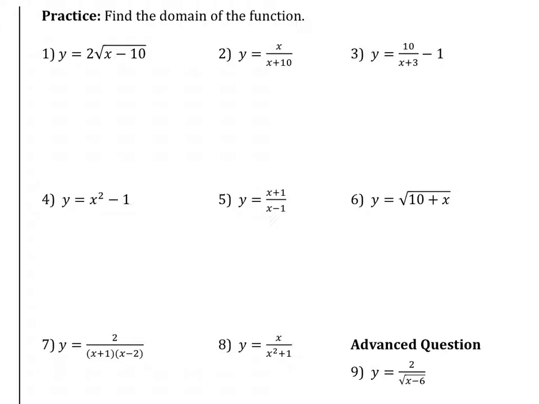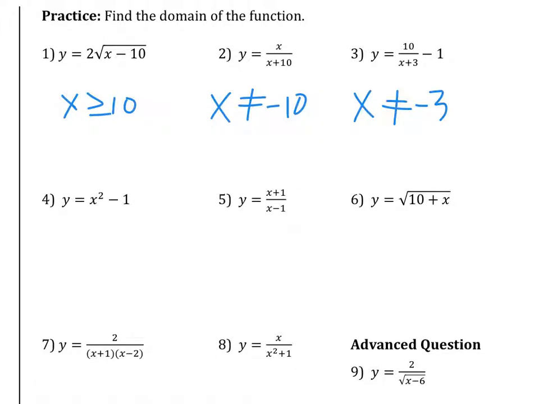All right, number 1, Giselle. X is greater than or equal to 10. Good. Number 2, Andrew. X cannot equal -10. Good. Rula, number 3. X not equal to. Good. Chad, number 4. X equals all numbers. Good. Number 5, Sebastian. X cannot equal 1.